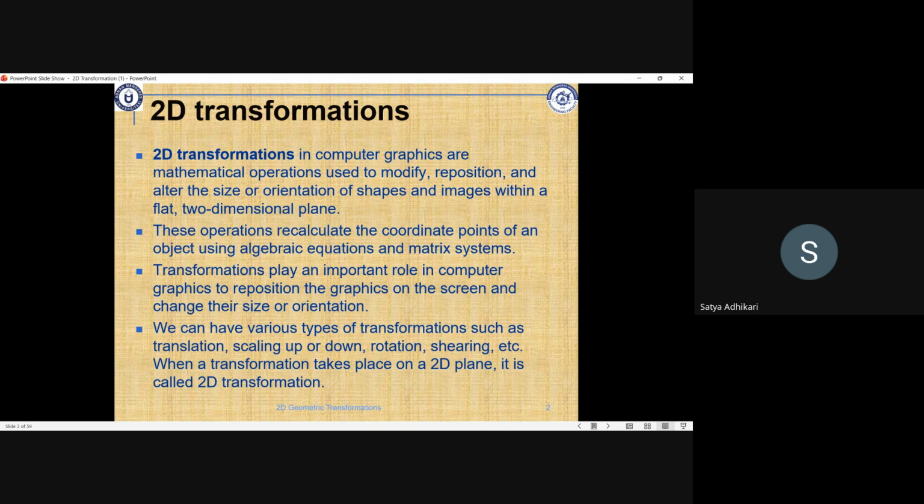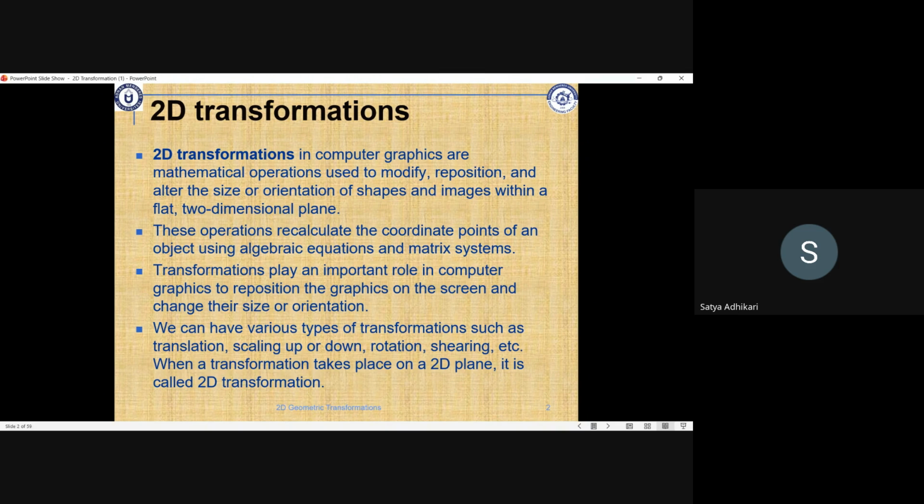Translation is used to change the location. Scaling is used to change the size of the object. Rotation, you can rotate the object in any direction, clockwise or anti-clockwise. Then reflection, that is, you can find the mirror image of an image with respect to the origin or any other line. Shearing changes the shape of the object. So a rectangle may change to a square, or to a rhombus. When a transformation takes place on a 2D plane, it is called 2D transformation.